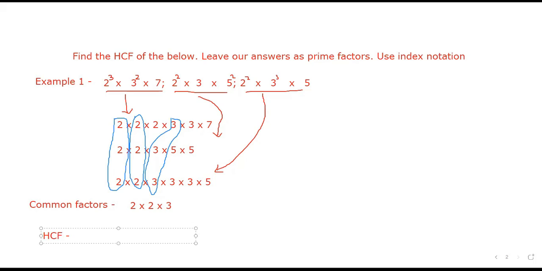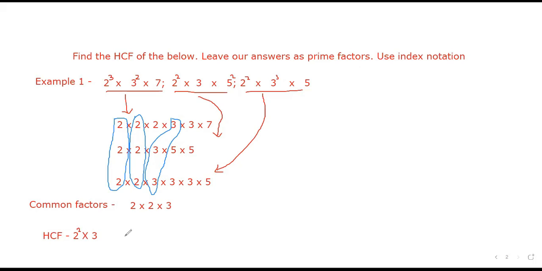The HCF, remember the question says we should leave our answer as prime factors, and then we should use our index form. So what are we going to do? I'm just basically going to write the answer exactly the way it is. Now I have just 2, so I'm going to write it this way. Look at it. Boom, bullseye. So this is the answer.